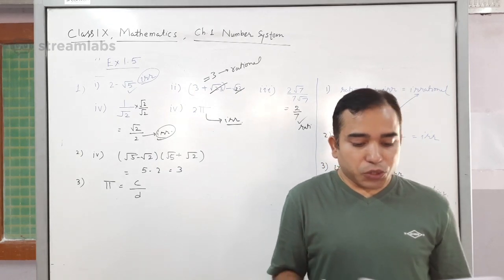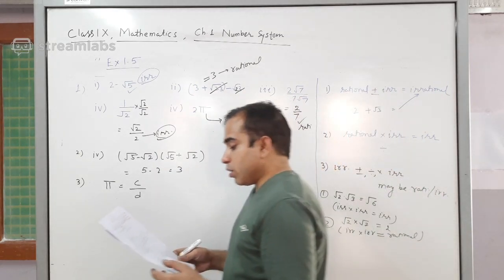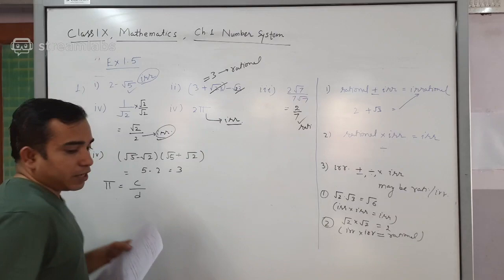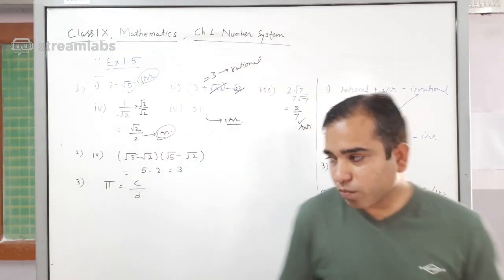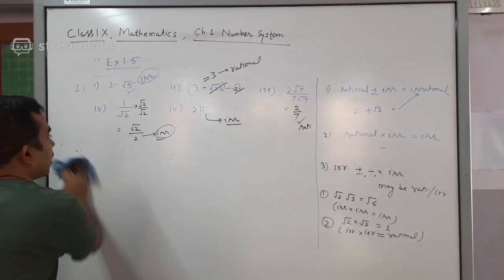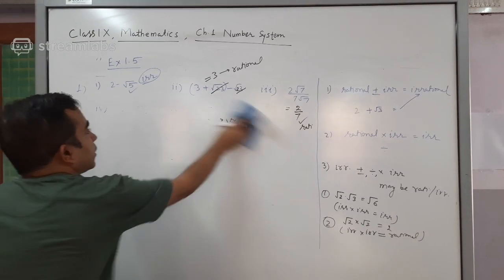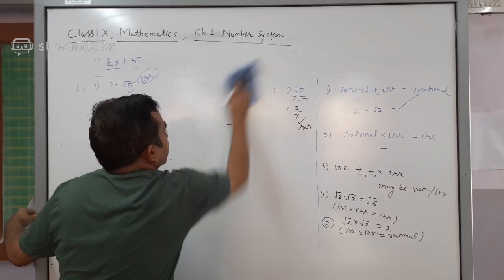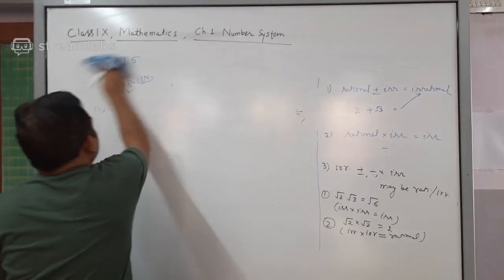Another one is the fourth question. They are asking root 9.3 to be represented on the number line. Root 9.3, we have seen this concept, how to do it. Let us see once more.